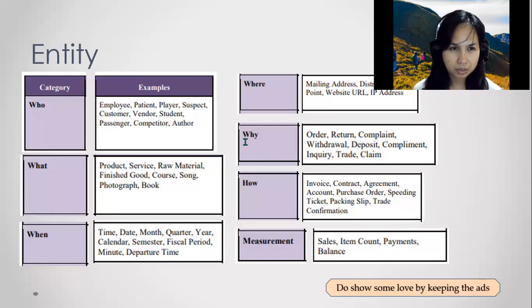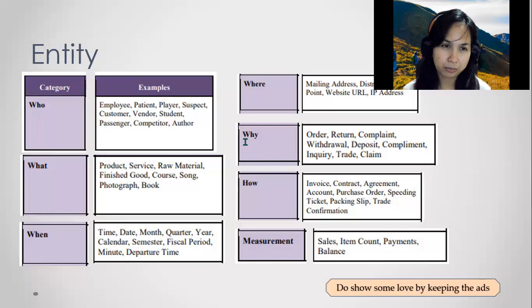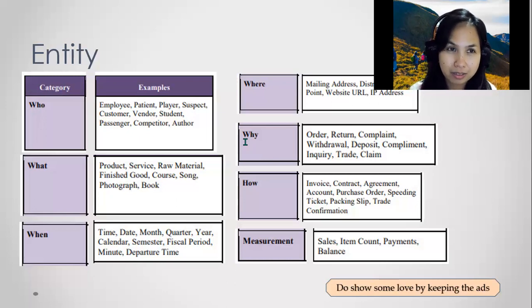Okay. Next, we have the category of how. How refers to documentation of the event of interest to the enterprise. Documents provide the evidence that the events occurred, such as the purchase order recording an order event. That is, how do we know that an event occurred? Some examples would include invoice, contract, agreement, account, purchase order, even speeding ticket, packing slip, and trade confirmation.